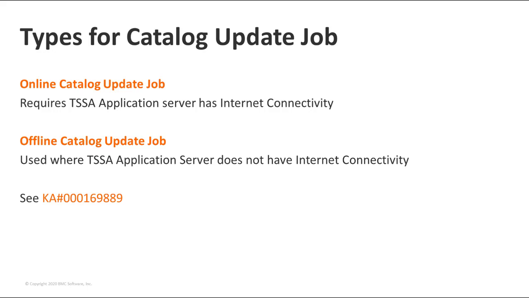The online catalog update job requires the TSSA application server to have access to the internet. The application server will download the patches and store it on the patch repository server. Now, in an air-gapped environment, if the application servers do not have access to the internet, an offline catalog update job is used. This requires an offline downloader to download patches on the repository server and run an offline catalog update job via TSSA console.